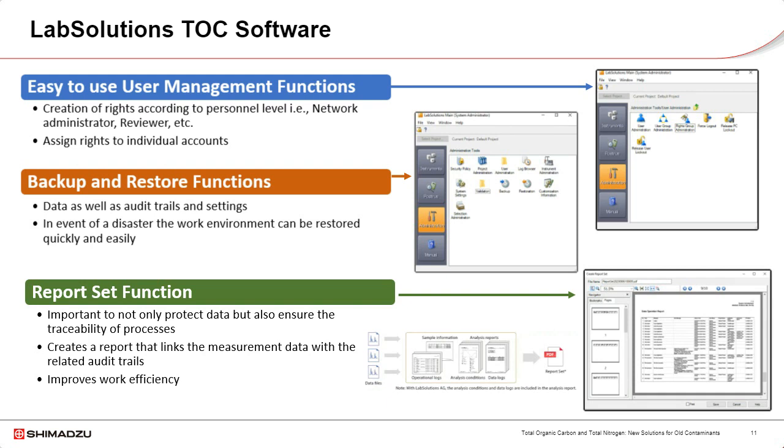And one of the coolest features, I think, is this new report set function that is integrated into the software. We all know how important it is to protect data, but it is equally important to ensure the traceability of the data. Therefore, our software now includes this all-new report set function that can create reports linking the measurement data with all the related audit trails. So this feature will greatly increase efficiency because it streamlines the process of matching up the data with all the related audit trails and keeps everything in one central location.